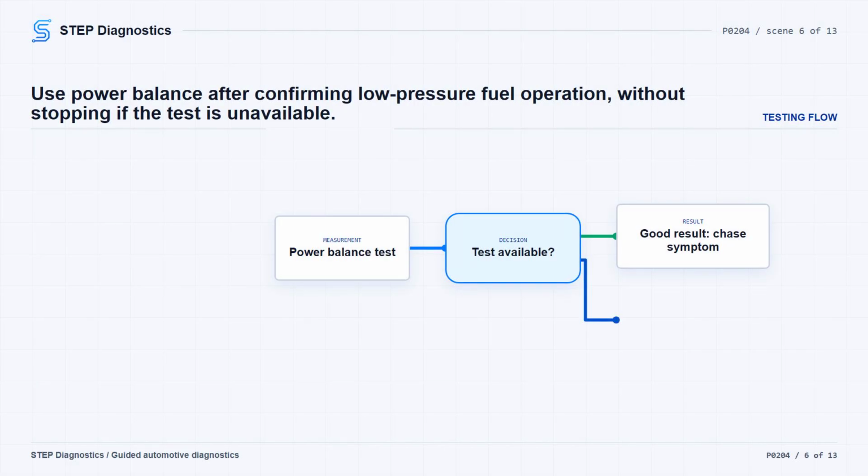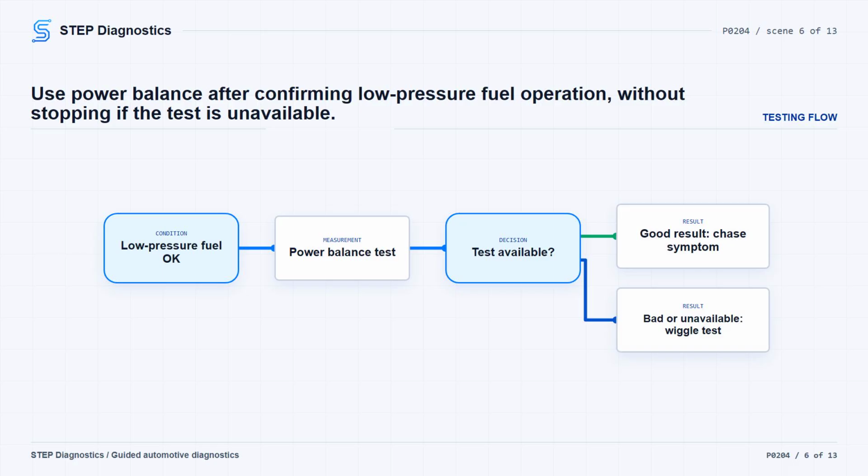Before leaning on the injector test result, make sure the low-pressure fuel system is operating correctly. Then carry out the power balance test using the scan tool's procedure. If that test is not available on the vehicle, continue to the next step rather than stopping the diagnosis. If the power balance result is satisfactory, the system is operating correctly at that time, and the next move is symptom-based diagnosis. If the result is not satisfactory, continue to the harness wiggle test.